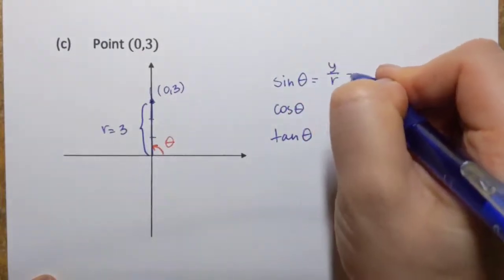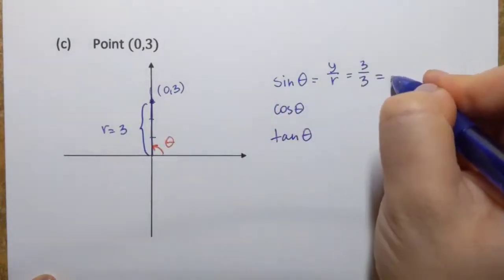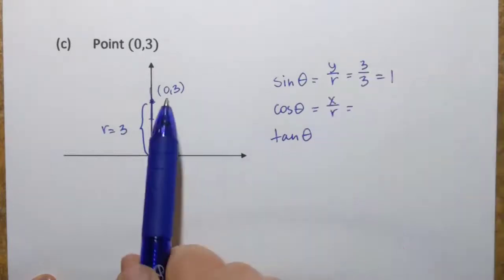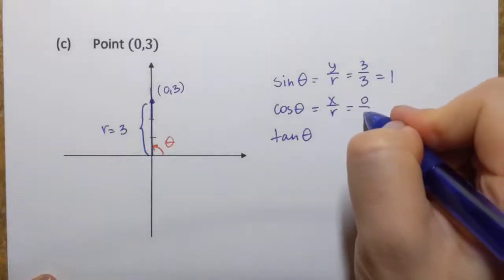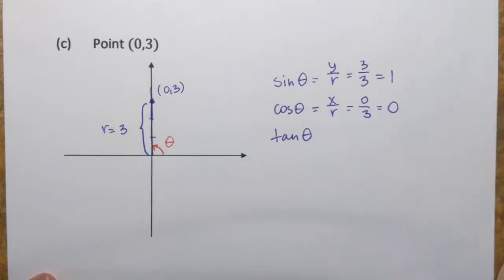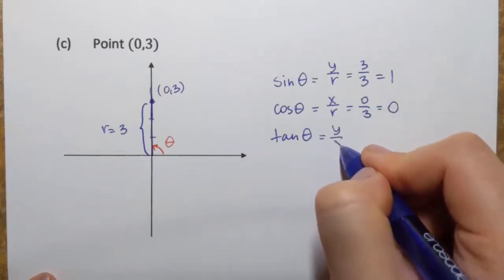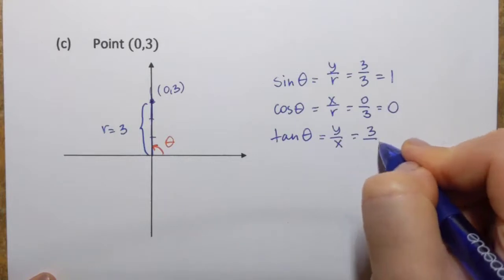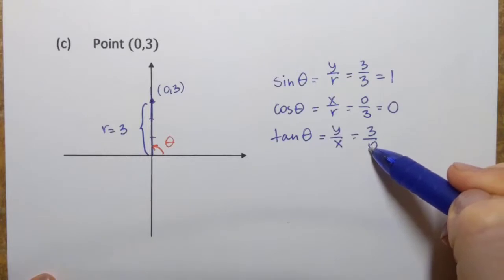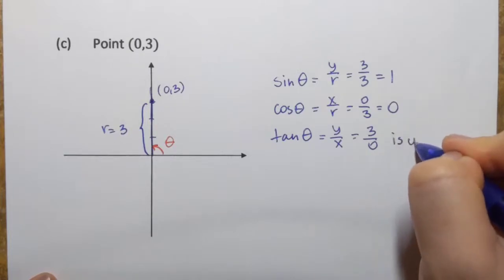Sine is y over r, y coordinate is 3, radius is 3, so that's going to be 1. Now, cosine, x over r, x is 0, and then over 3. Now 0 divided by any number is always 0. So cosine is 0, and then tangent is y over x. So y coordinate is 3, and the x coordinate is 0. When we're dividing by 0, that is an undefined operation, so there is no answer to that. It's undefined.